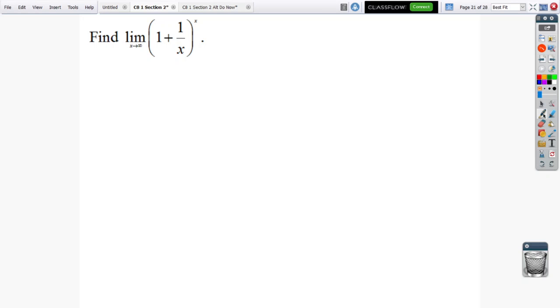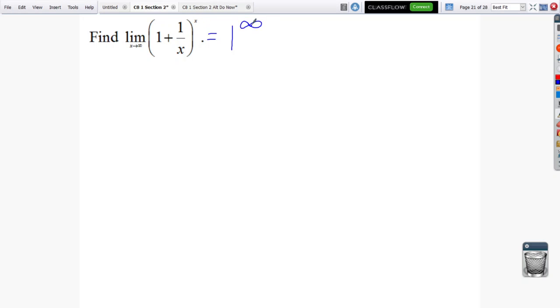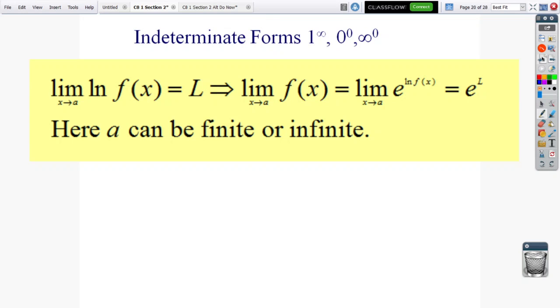So the first thing that we have to do, just like every single other problem, is acknowledge that we are in an indeterminate form. So our indeterminate form here, we have 1 plus 1 over infinity. So this is 0. 1 plus 0 gives me 1 to the infinite power. And again, that's one of our 3 exponential indeterminate forms.